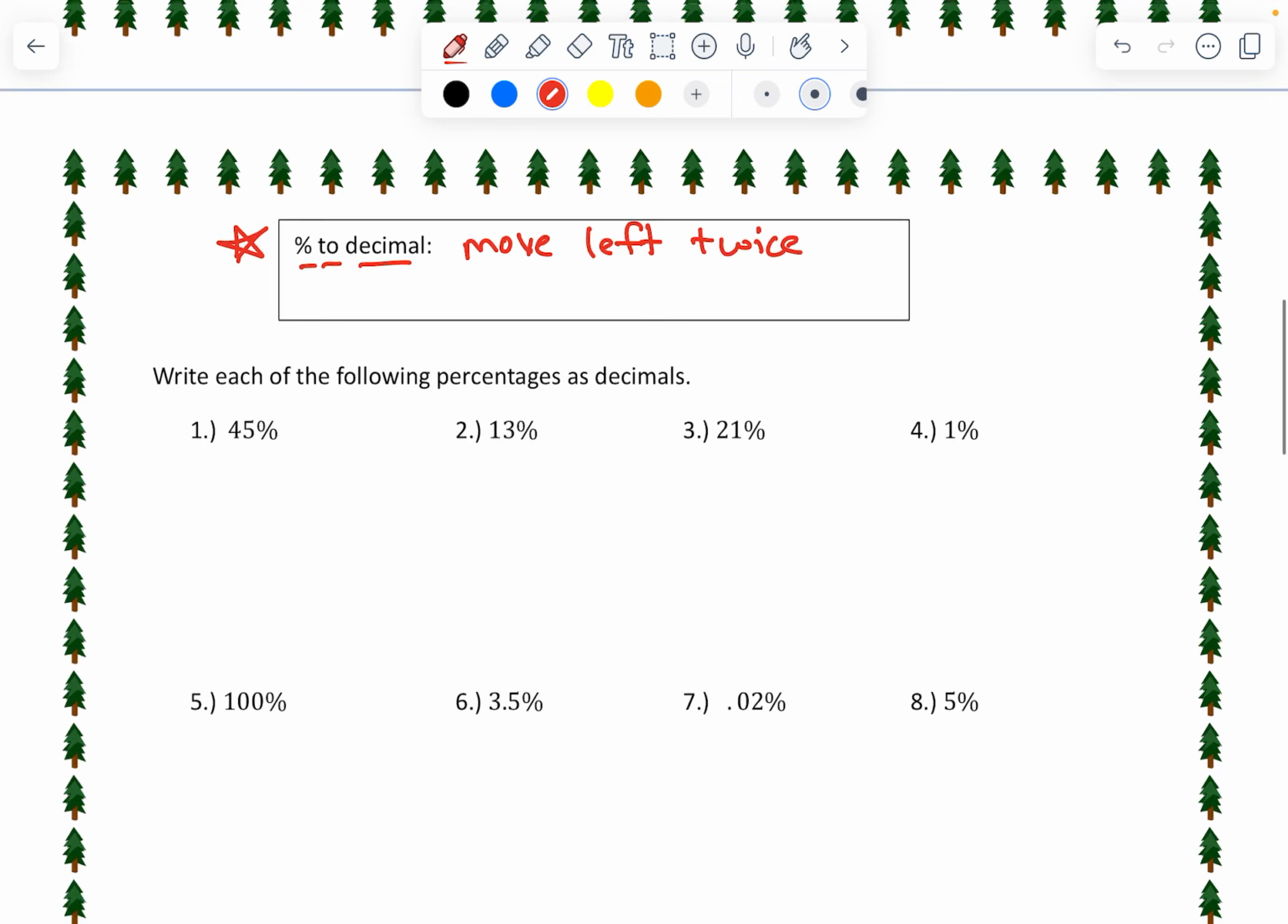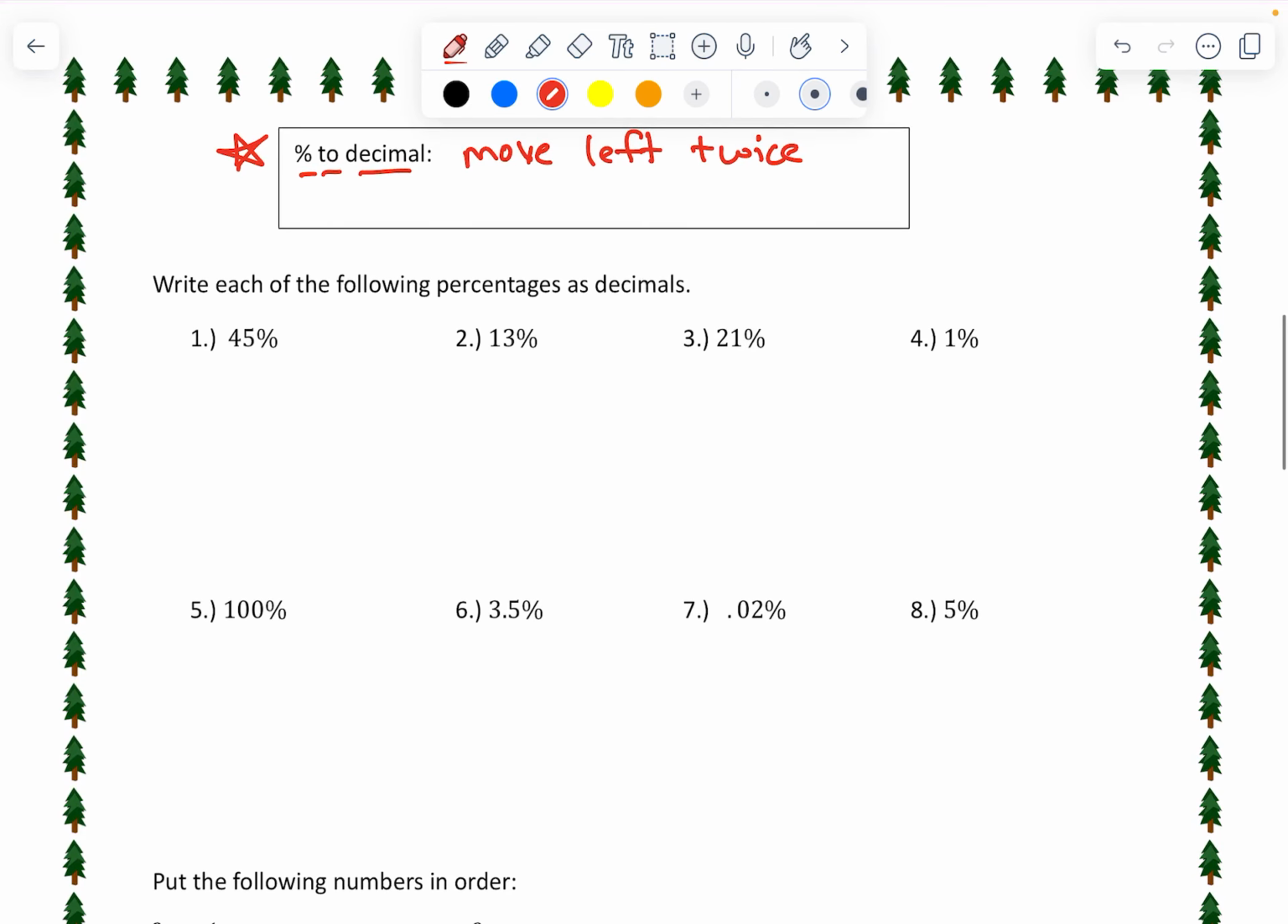And that's what we're going to do for all of these problems. Now, the first thing I want you to do is for number 1, I don't see a decimal. So I want you to write 45 point, 13 point, 21 point, 1 point, 5 point. Now this does have a decimal, so I'm just going to rewrite it without the percent symbol because that's messing me up a little bit.